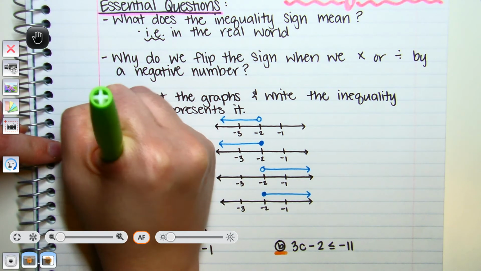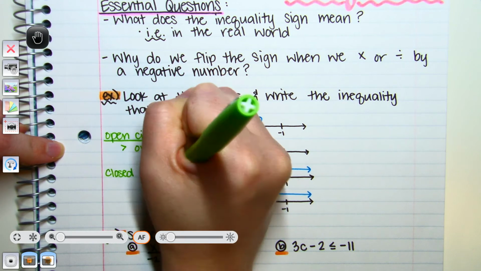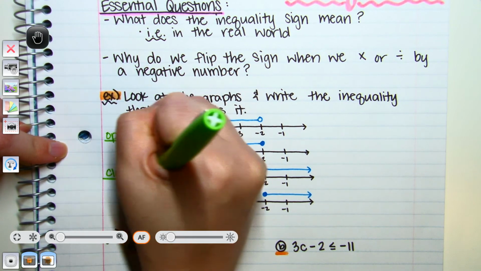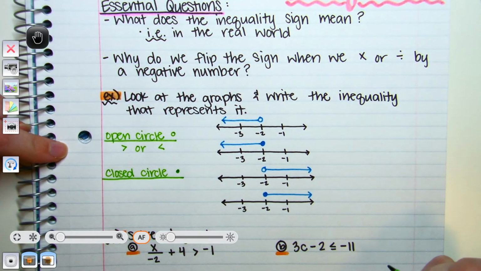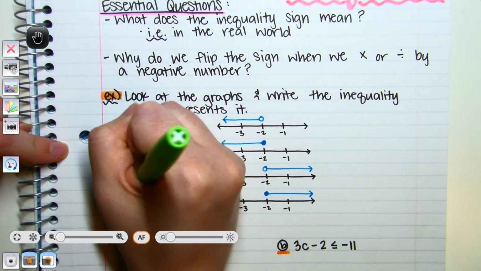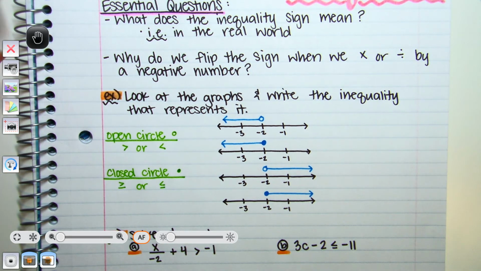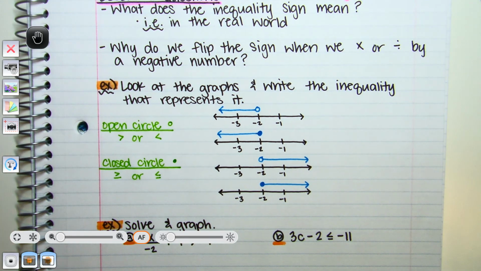And then the closed circle, as I'm sure you can guess, means that the solution is included. That's when it is greater than or equal to, or less than or equal to. We have that "or equal to" that comes into play, which is really important. All right, so I want you to take a second, pause your video, and try to write the inequalities for these 4 graphs.